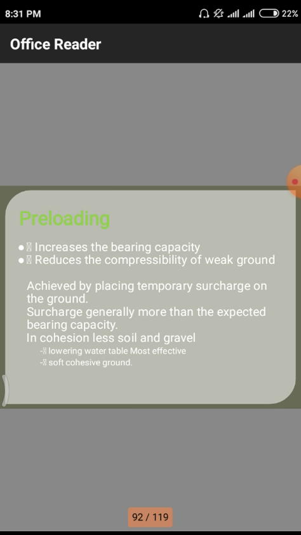Next one, it reduces the compressibility of the weak ground. That means if the compressibility is high in a particular field, there will be a huge amount of settlement in the soil after the construction of a building. So to avoid those kinds of settlements, we need to have some preloading techniques.